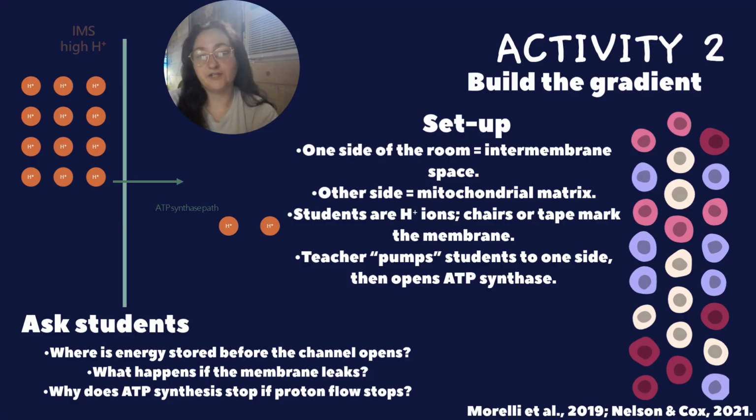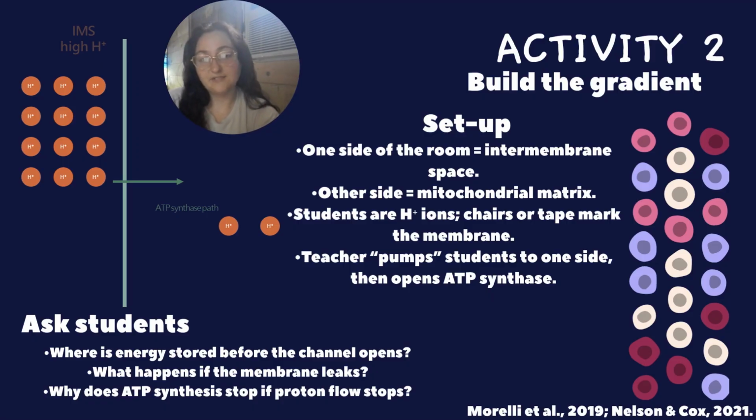Students should be able to feel that the system has potential energy. When many of the hydrogen ion students are crowded on one side, if the membrane leaks, the gradient will dissipate and ATP synthase loses its power source.